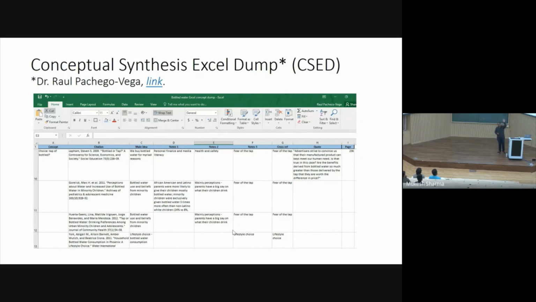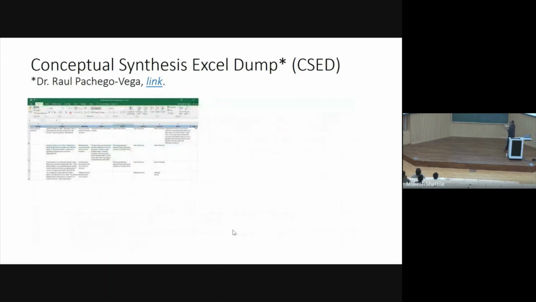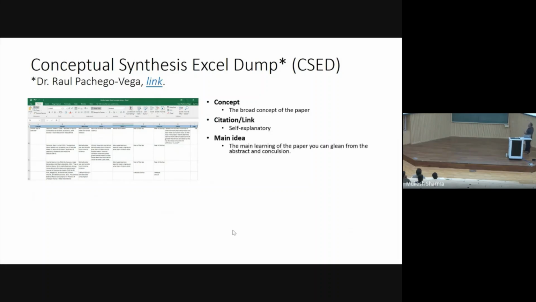You have now weeded down your literature review to 50. At that point in time, you have to start reading the paper and you have to start finding out what are the important points there. So what do I mean by that? If you look at the different columns of this Excel dump, you've got the concept, you've got the citation link, and you've got the main idea. So those are the different columns. You've got the concept, what is the paper talking about? You've got the citation link, also maybe the title. You can add a title. And what is the main idea? The main learning of the paper, the main result of the paper.